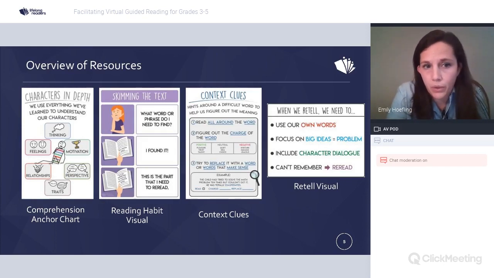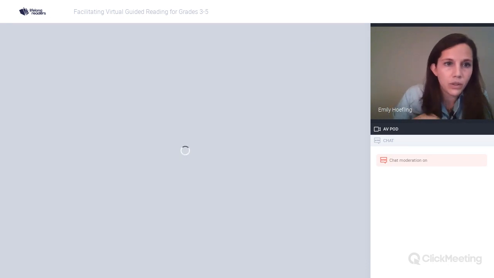As far as reading habits go, what is most important at these levels is the ability to skim. And so I'm doing skimming practice regularly with all of my groups in these grades. We're going to keep the language warm-up, but we're going to really just focus on context clues because that is the higher priority. And then, of course, we're going to do the retell like we always do.